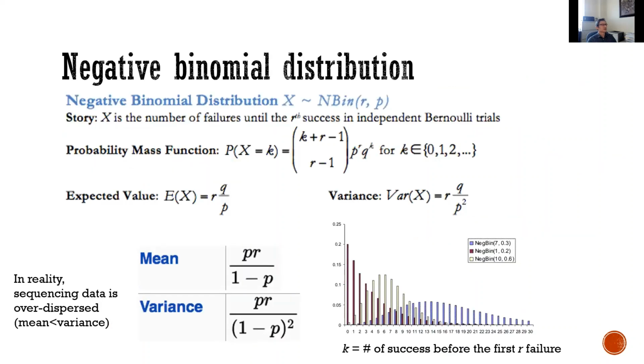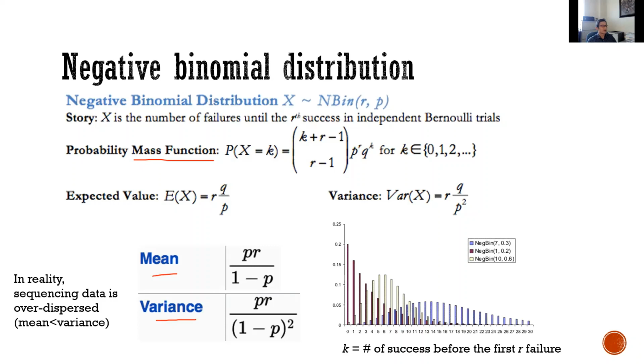So after a few years of study, the statisticians have realized the negative binomial distribution will be the proper model for single-cell RNA-seq data. Okay, that's the definition of the probability mass function of this distribution, and that's the expected mean and variance of the distribution.